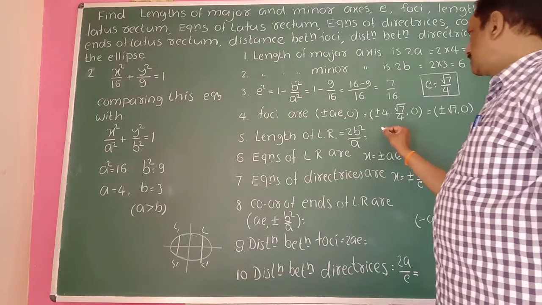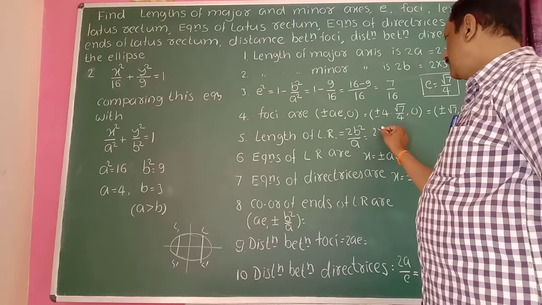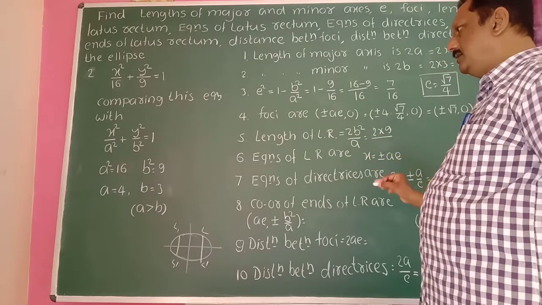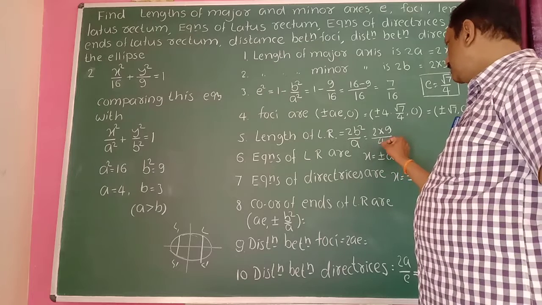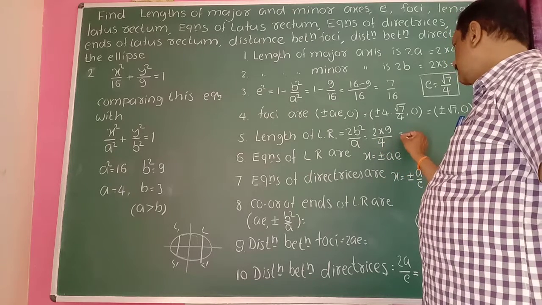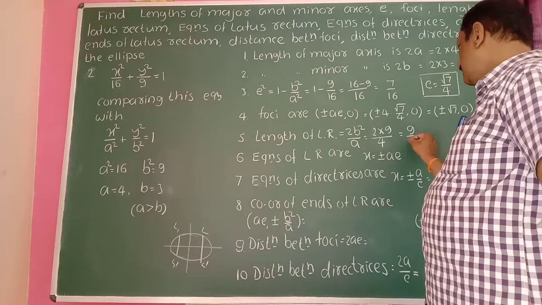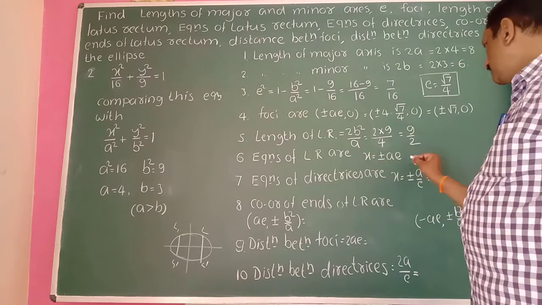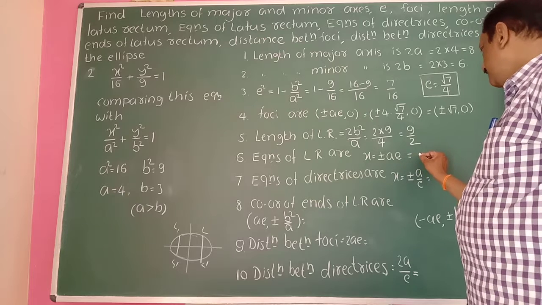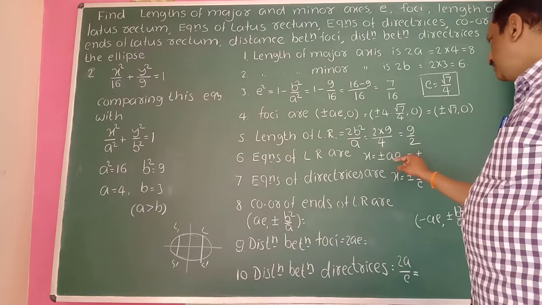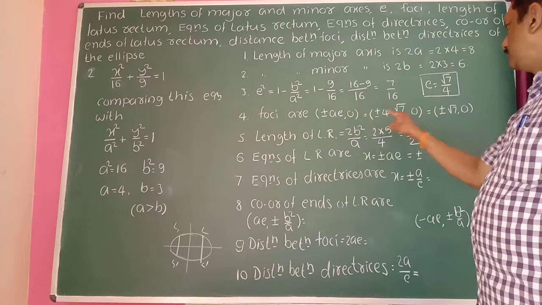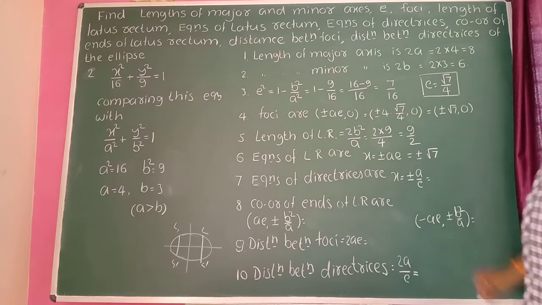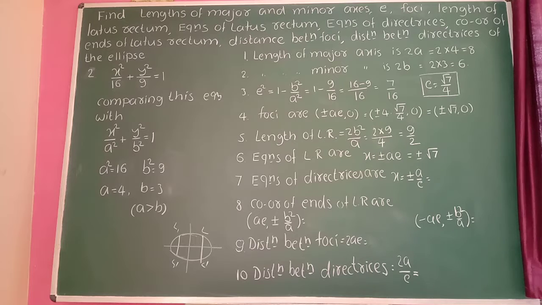The length of the latus rectum is 2 into b square by a. The b square value is 9, divided by the a value 4. The 2 and 4 cancel, so it gives 9 divided by 2. Then the equations of the latus rectum are x equal to plus or minus ae. Here you know ae is equal to root 7. So you can write x is equal to plus or minus root 7.